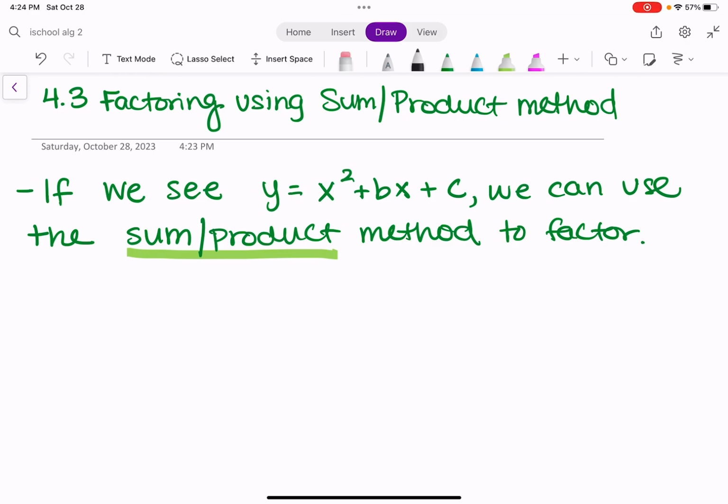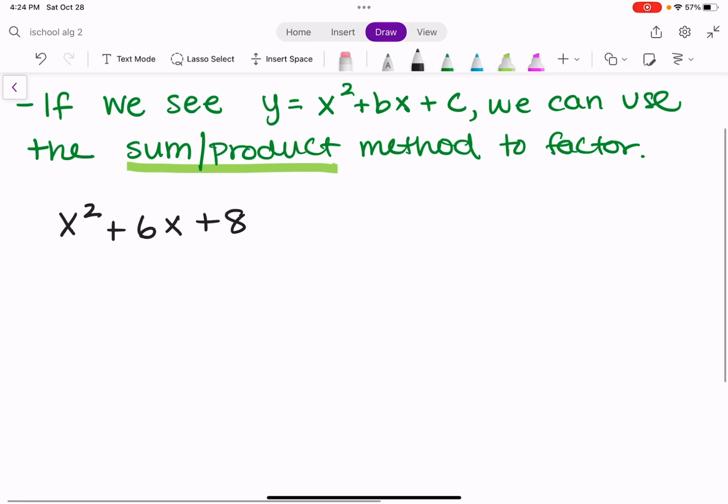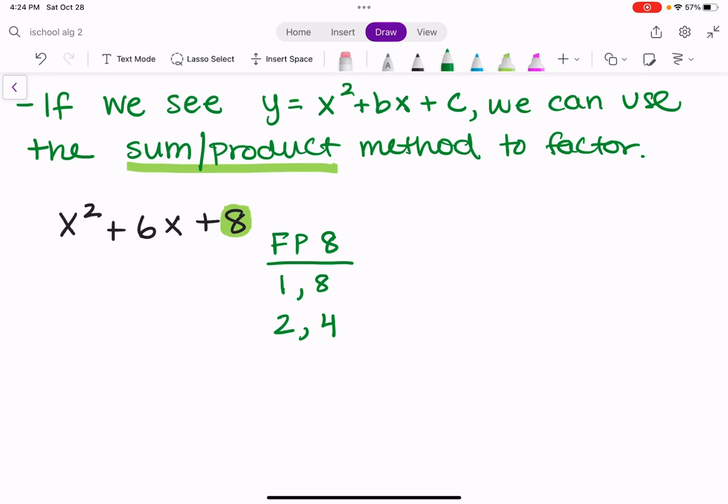We're going to start by doing a problem. So let's say we have x squared plus 6x plus 8. Now our first step is, whatever our constant, our c is, in this case it's 8, we're going to find the factor pairs of 8. Okay, so numbers that multiply to 8. So I can think of 1 and 8, and I think of 2 and 4. There is nothing else. So we want to think of which of these combinations, 1 and 8 or 2 and 4, will add to 6.